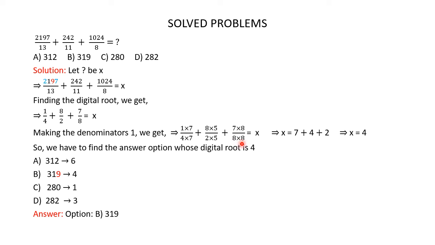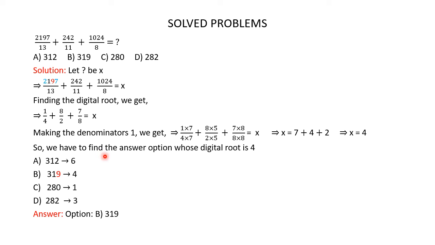8 multiplied by 8 is 64 and 6 plus 4 is 10 and 1 plus 0 is 1. So the digital root of the denominator here is 1. 7 multiplied by 8 is 56 and 5 plus 6 is 11 and 1 plus 1 is 2. So 2 is the digital root of the numerator here. So now you have x is equal to 7 plus 4 plus 2, which is 13, and 1 plus 3 is 4. So x is equal to 4.